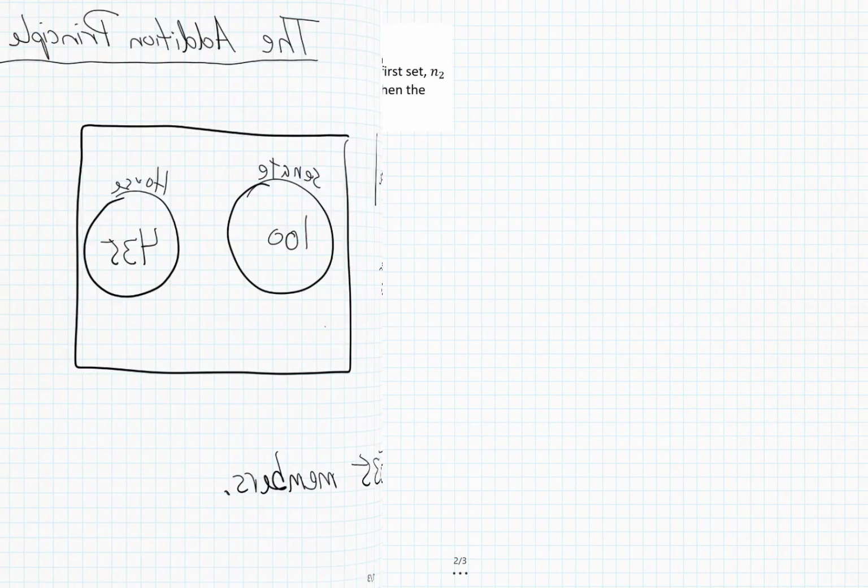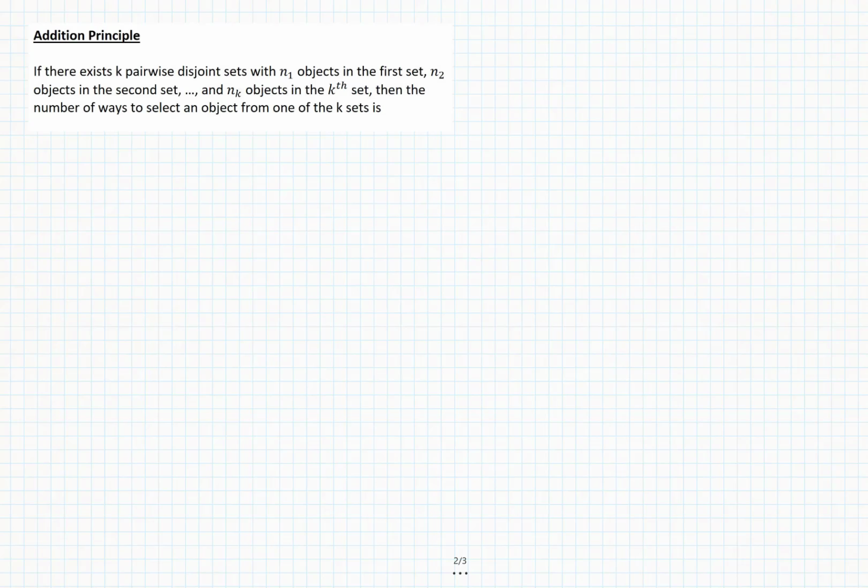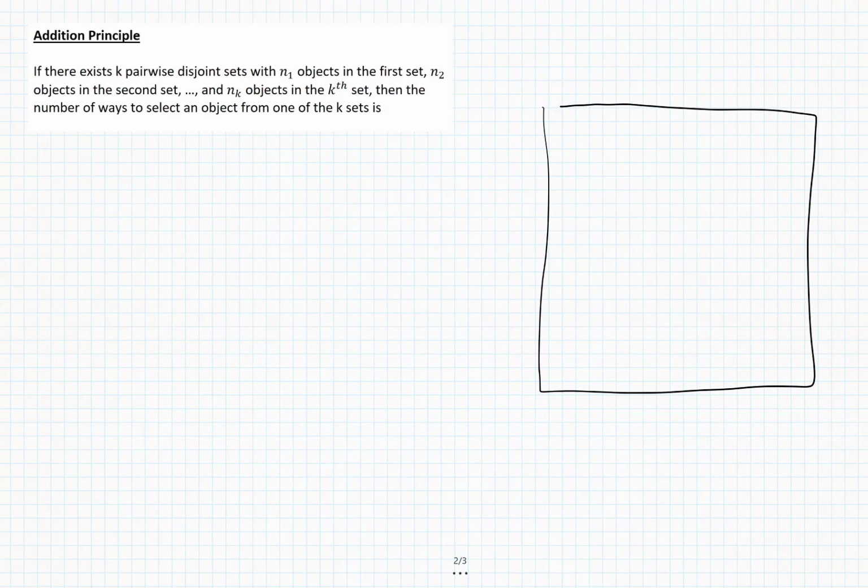So moving forward, what actually happens is if you have any k pairwise disjoint sets with n1 objects in the first set, n2 objects in the second set, you can even go on, n3 objects in the third set, n4 objects in the fourth set, and so on and so forth until you get to nk objects in the kth set. So that makes up our k different sets. And then you have the number of ways to select this object. We can actually figure that out.